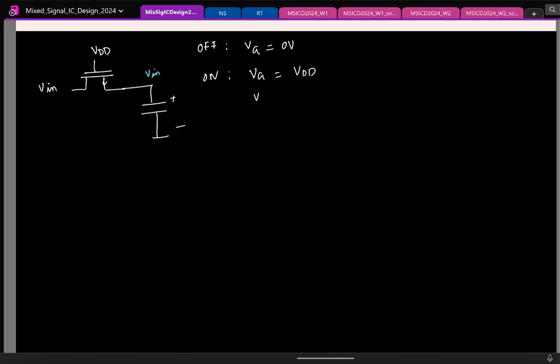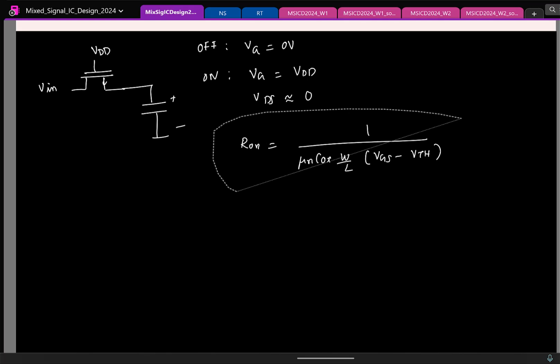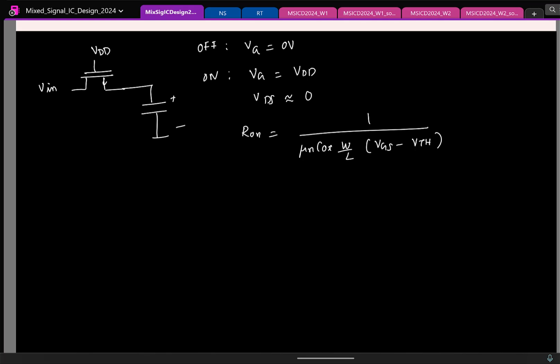So V out is V in approximately, so VDS is roughly 0, and of course we found the on resistance. I'll just write the expression directly. This is not difficult to prove. This was mu n Cox W by L times VGS minus VTH. So when the NMOS is on, what is the gate voltage? VDD. So let me substitute this fully. Mu n Cox W by L times VDD minus, what is the source voltage? When it's acting as a switch, my source is also approximately at V in.